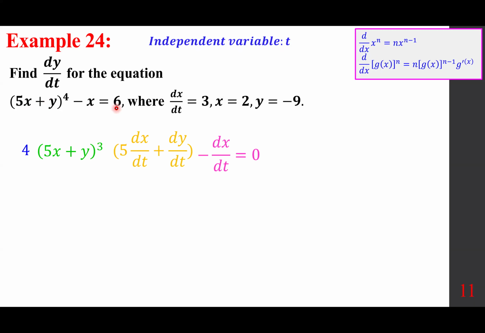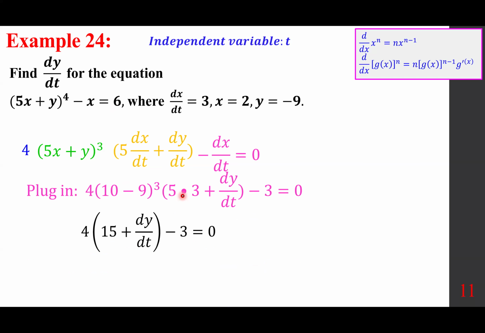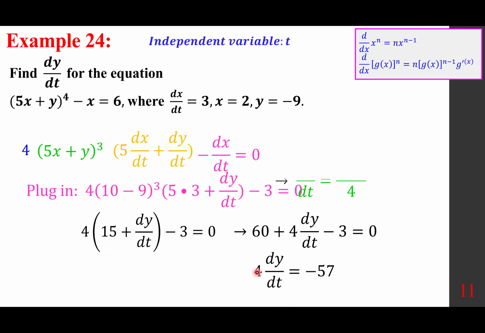Now, granted, we can solve for dy/dt, but we can also plug in. So let me move on, just plug in, everybody. Plug in the information that has been given to you. So this is 1, cubed is 1, so you have 4, and this is 15. And 4 times 15 is 60. This is 4 dy/dt minus 3. 60 and negative 3 is 57. Move it to the other side. Minus 57 divided by 4 is the final answer.